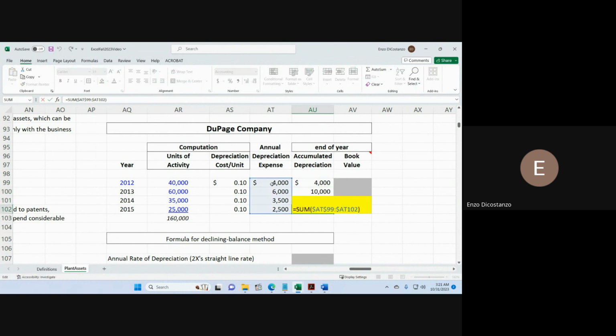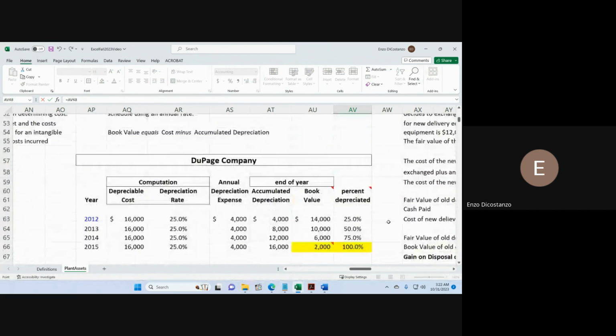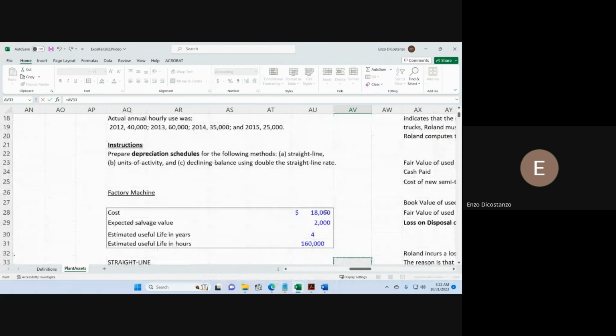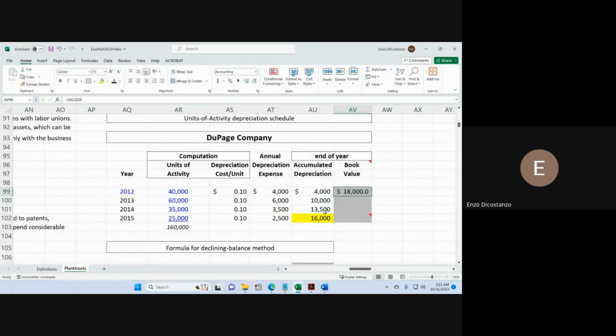Okay, so see how that looks? So you're locked in the column. Okay, and the book value, as we've said a number of times here, salvage, we're looking for cost minus accumulated depreciation. So equals that original cost, 18, minus, there we go.